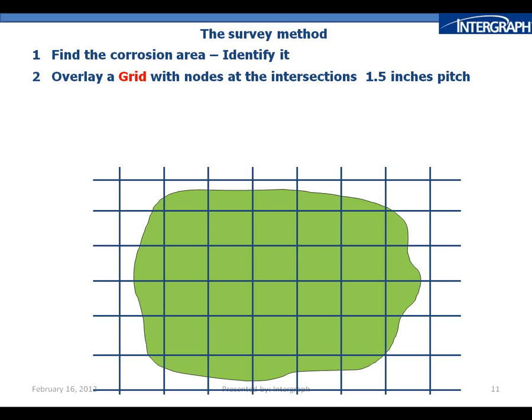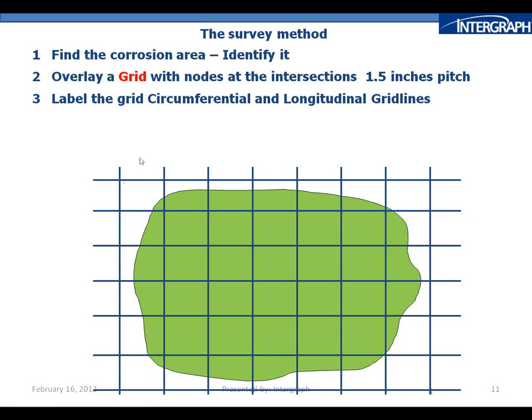corroded area. Do you notice the perimeter of the grid? If you look at the external perimeter of this grid, it includes areas that are uncorroded. We need that so that we know that we have this corroded area completely confined within this perimeter. Very, very important.